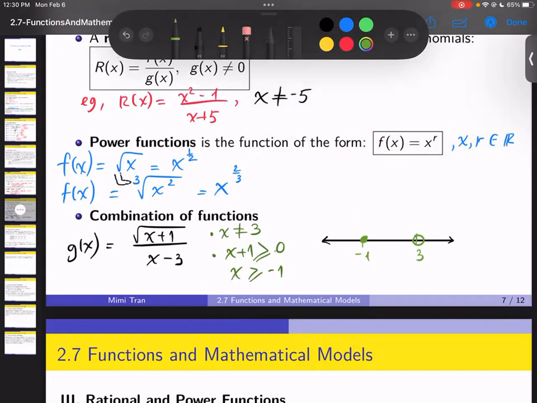All right, so x cannot be 3, and x has to be at least -1. So from -1 to the right, and then you skip 3, and you keep going. The part highlighted in red is your domain. So your domain will be from -1 up to 3, not including 3, union from 3 to infinity.